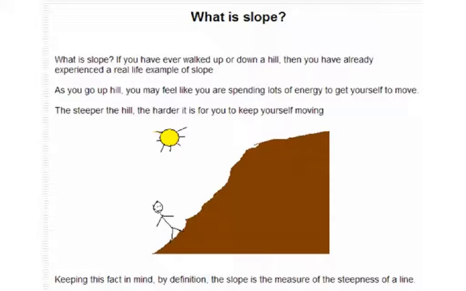Keeping this fact in mind, by definition, the slope is the measure of the steepness of a line. For example, going up the hill right here is very steep. Going up the hill right here is not as steep. Those are both examples of slope.